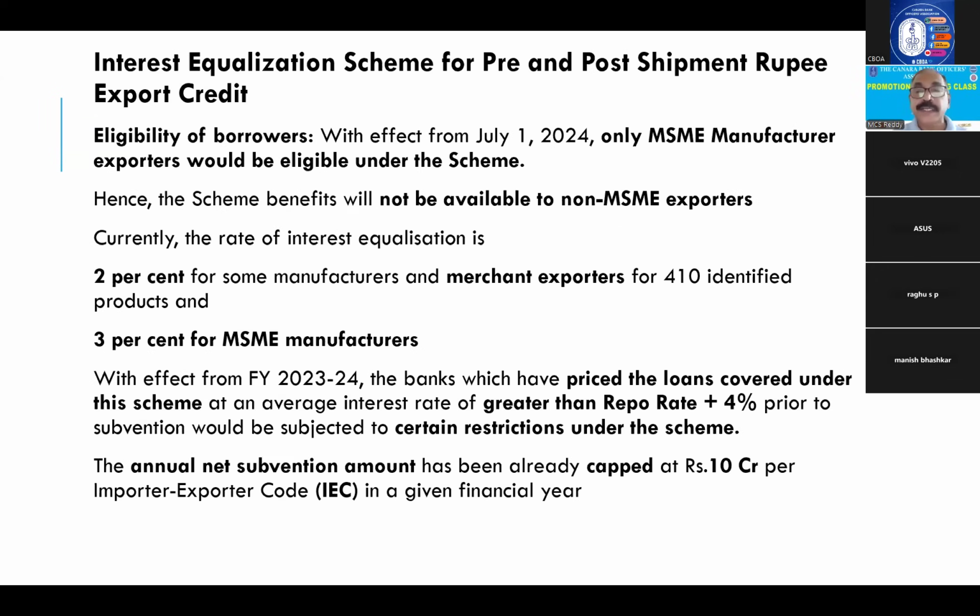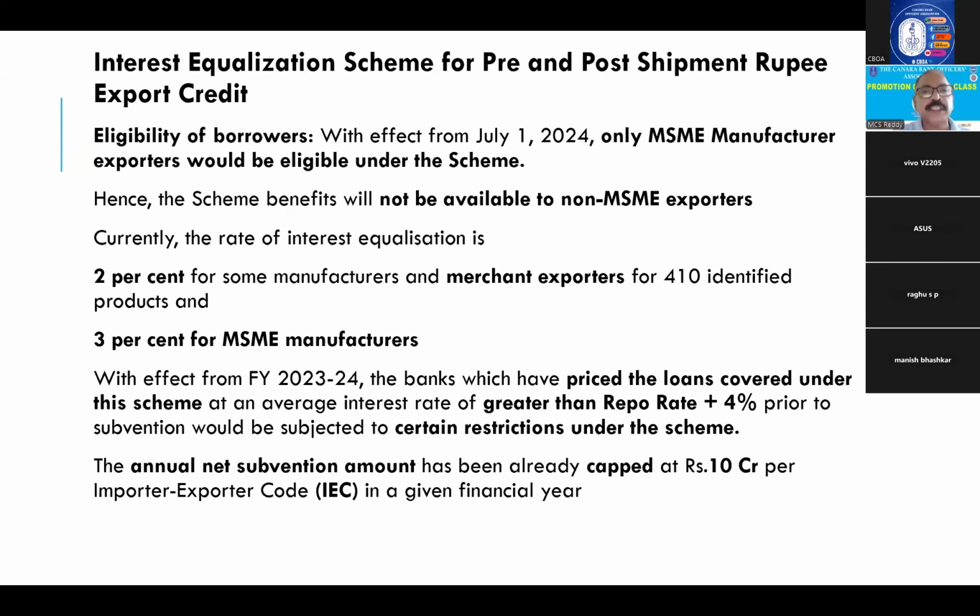Next one is the interest equalization scheme for pre-shipment and post-shipment. In the current year it is very important because there are so many changes, and every quarter Reserve Bank is giving guidelines for this. Several guidelines are there, so it is very important for the current exam. What is this pre and post shipment rate? Reserve Bank is giving interest subvention of 2% or 3% to exporters. It is an incentive for exports.